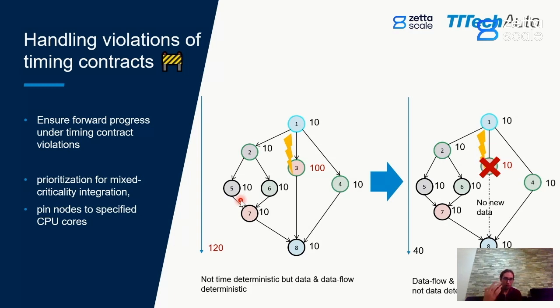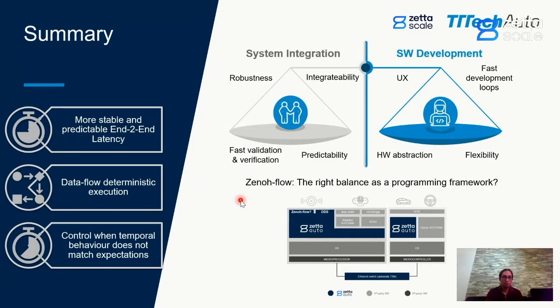We're also working currently, ZettaScale mostly, on how to add prioritization for mixed criticality, that you can have multiple of those graphs at different priorities, core pinning, and other things to optimize the system further.